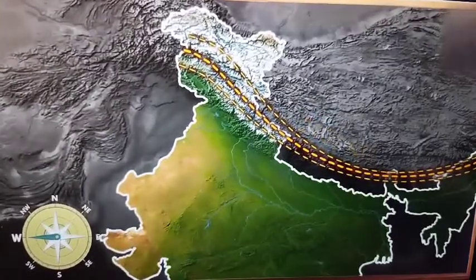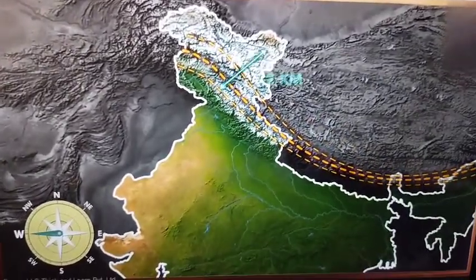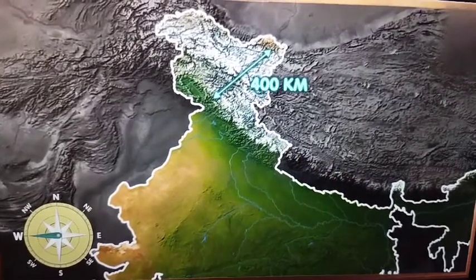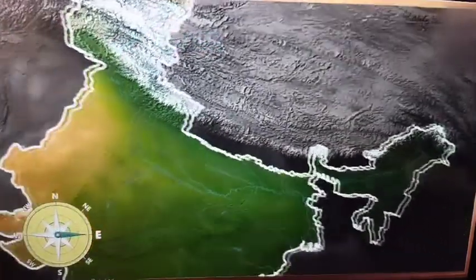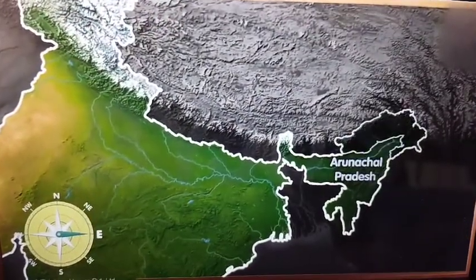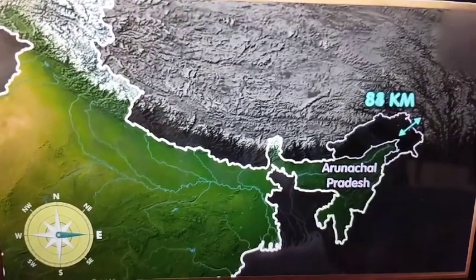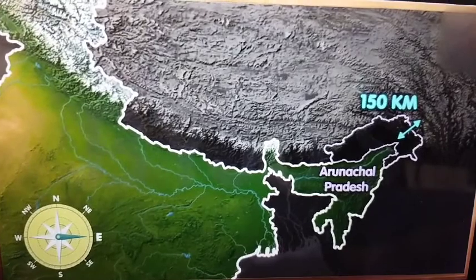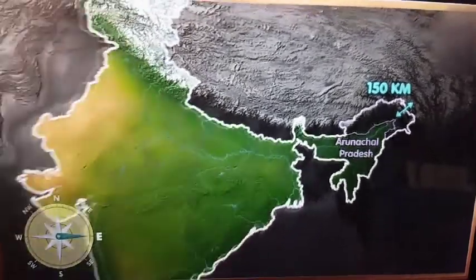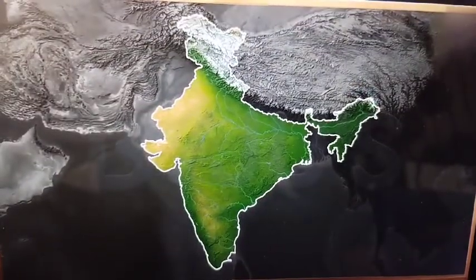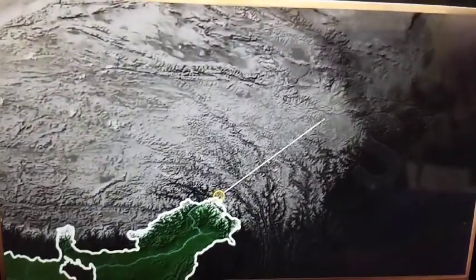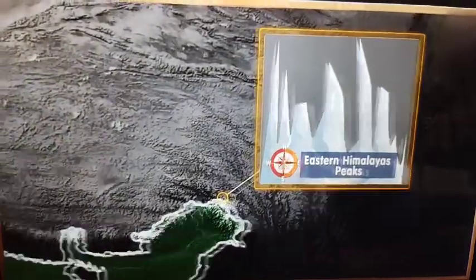On the western side, in Kashmir, the width of the Himalayas is over 400 kilometers. On the eastern side, in Arunachal Pradesh, the width of the Himalayas is significantly less, around 150 kilometers. The variation in the heights of the mountain peaks is more in the eastern Himalayas compared to the western Himalayas.